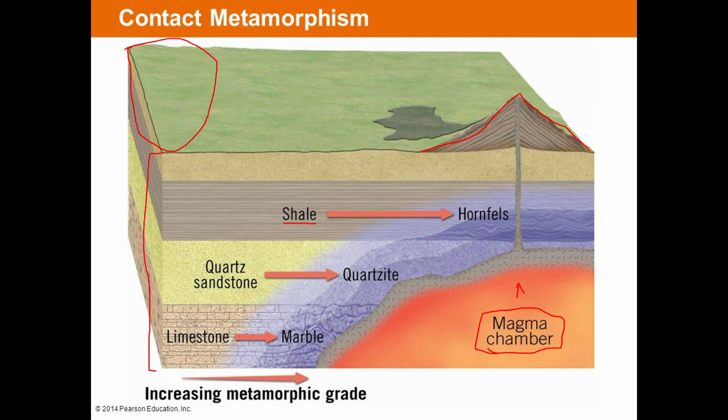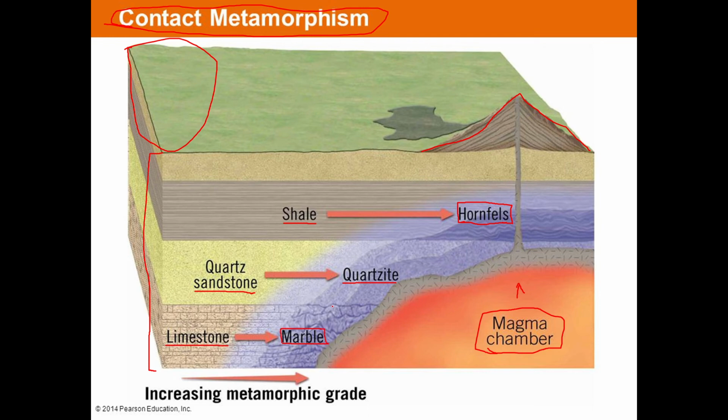Shale, when it gets too close to a magma, when you have contact metamorphism, that's what we're talking about here. Shale will change into hornfels. And right now in class, we don't look at hornfels. It's one of the most boring rocks you can actually look at. It kind of looks like a basalt, and it's kind of hard to tell apart from basalt sometimes. But a quartz sandstone will metamorphose into a quartzite. And then a limestone will metamorphose into a marble.